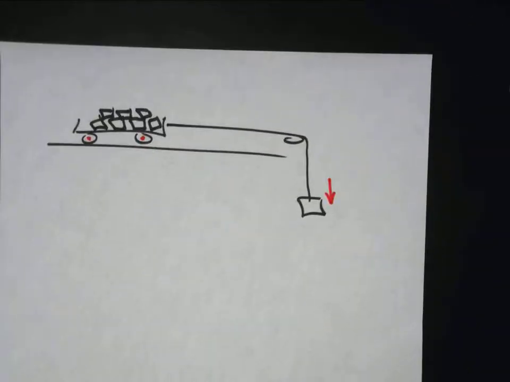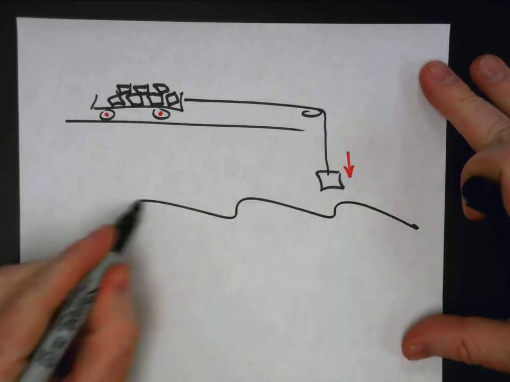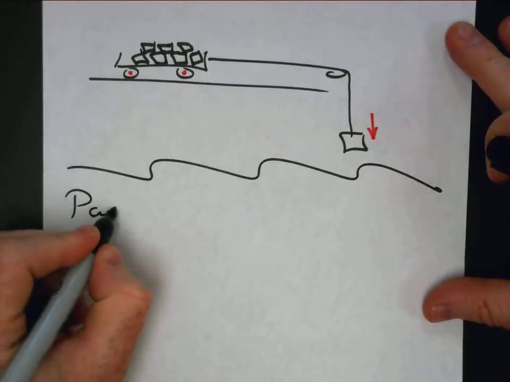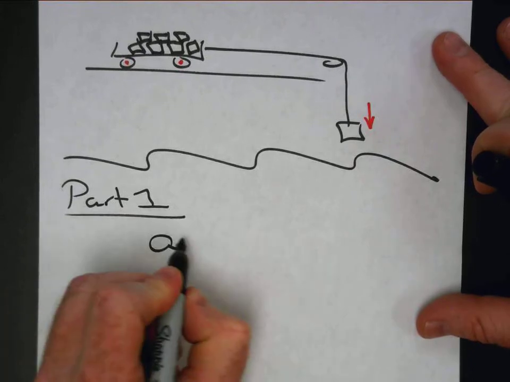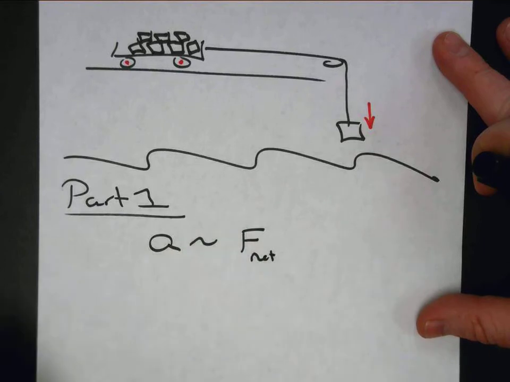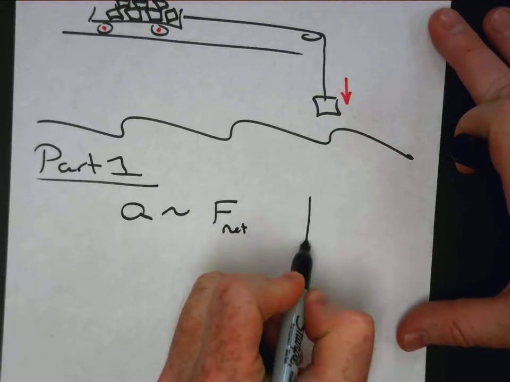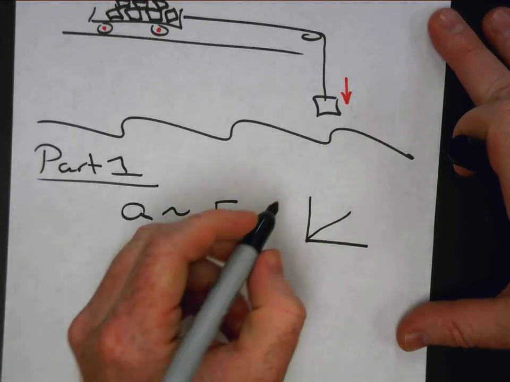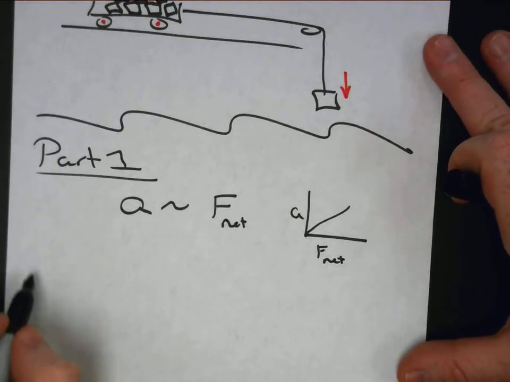So what we see in part one of this lab is that acceleration is directly proportional to the net force. The larger the net force, the greater acceleration we get. We see that because we have this linear relationship in the graph. Acceleration, net force. What about part two?